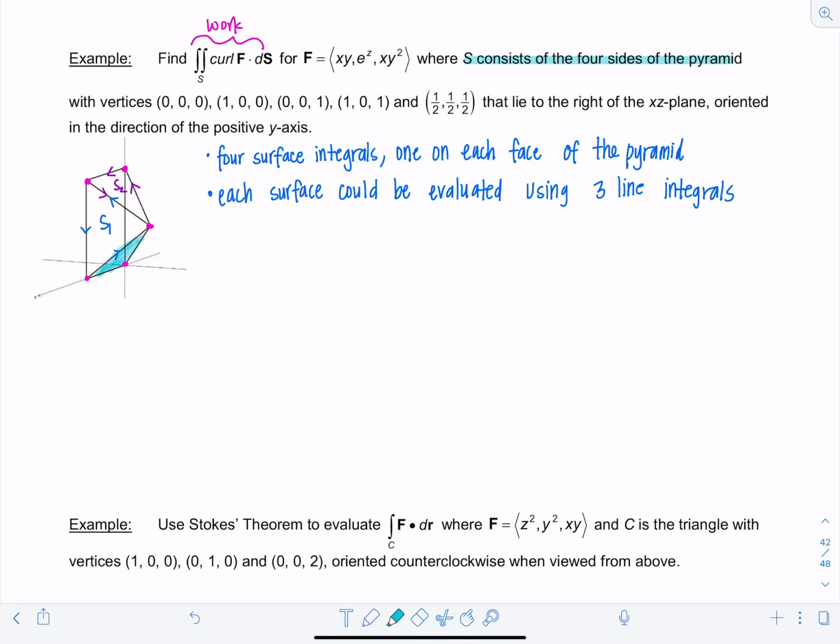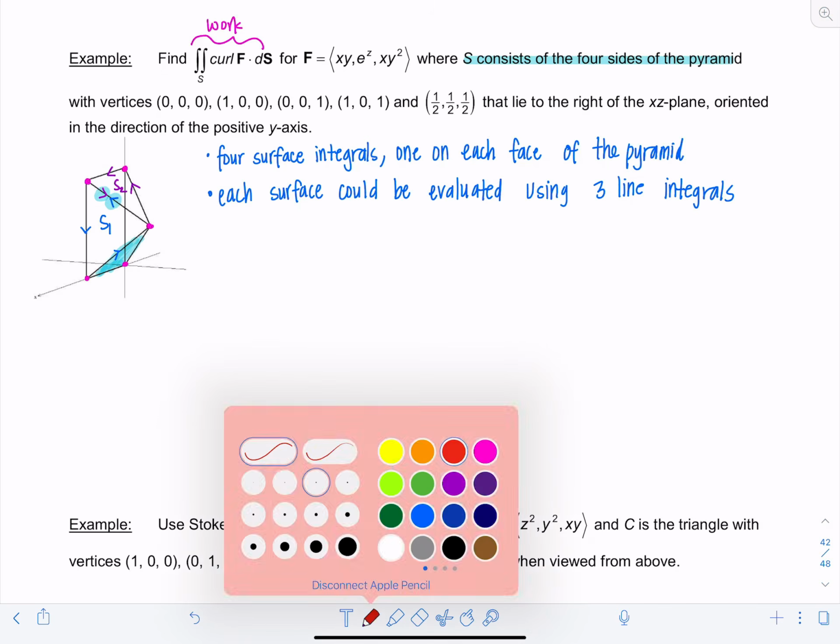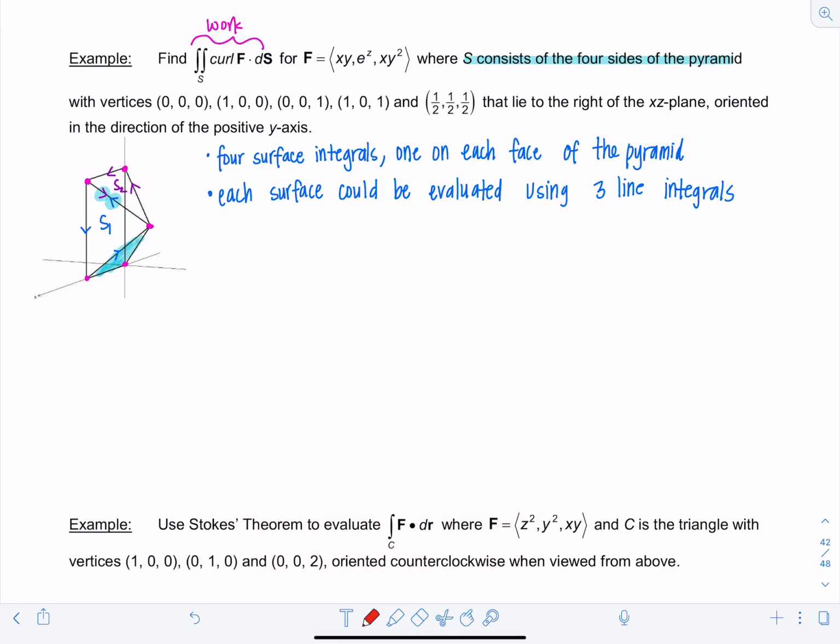But did you notice that 2 of the line integrals right here cancel out from surface 1 and surface 2? And similarly on the other side, right, for surface 3, you would have a line integral going in the opposite direction that would cancel out. In fact, everything on the interiors there is going to cancel out. So we would set up 3 line integrals for each of the 4 surfaces, which would be 12 total, but 8 of them would cancel out.